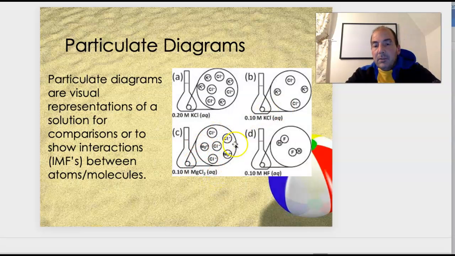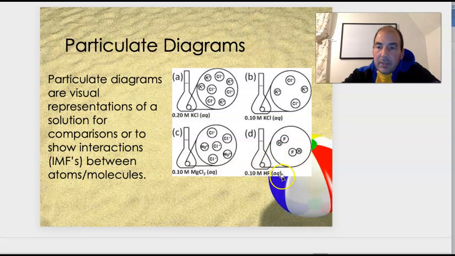Let's talk about magnesium chloride. I see that I still have 2 of the magnesium, just like I had 2 potassium, but I have 4 chlorides. How does that make sense? Well, again, because it's MgCl2, we're going to get twice as many chlorides out of that, so it does make sense. All right, so here's another 0.1, and again, I see 2 particles, but wait, why isn't this dissociating?